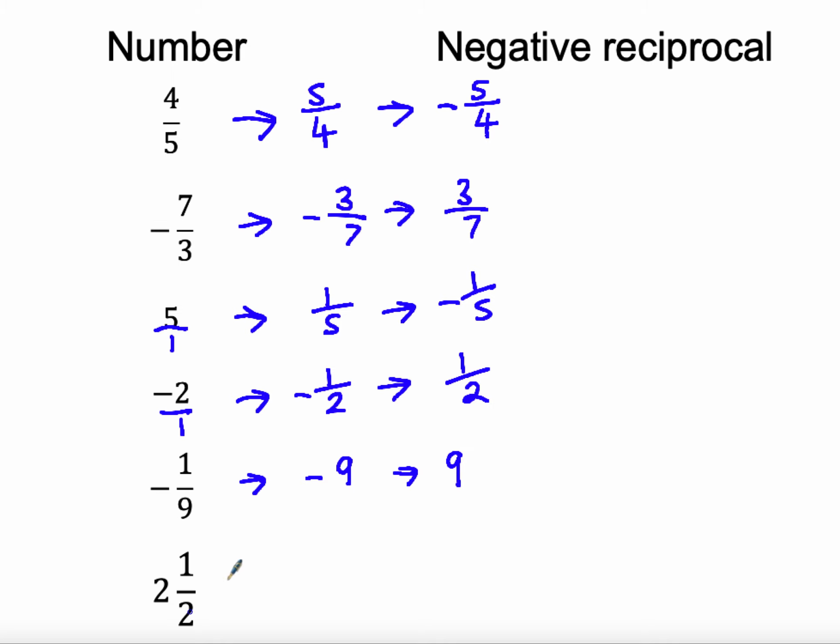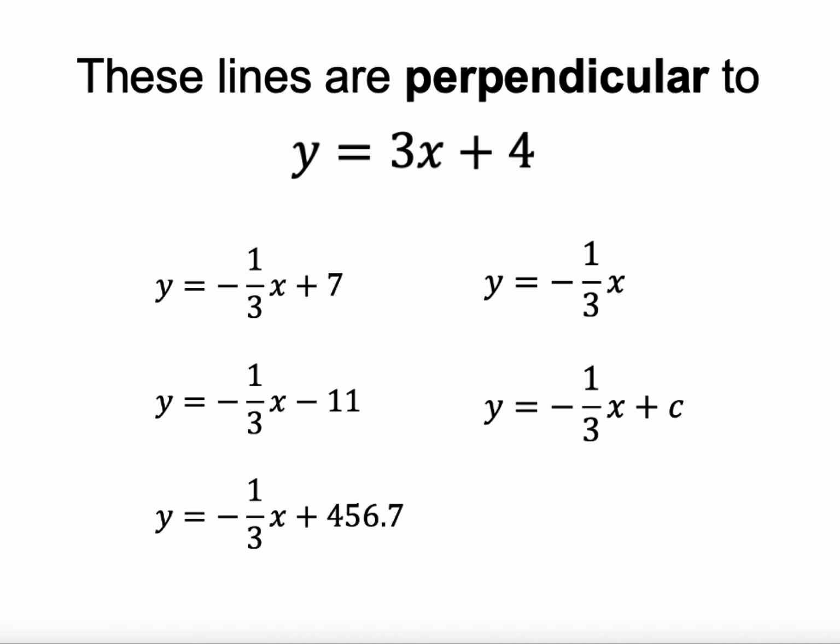This one, before I find the reciprocal, I need this in fraction form. So I'll do an extra bit of work here to turn this into 5/2. And now I'll do the reciprocal thing. So I'll turn it upside down, and then I'll take the negative version of it. So that's how we always find our negative reciprocal. So find the reciprocal, take the negative version of it. And so we'll need that throughout this.